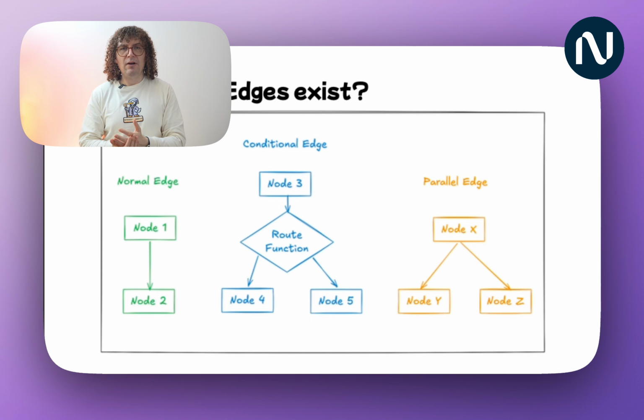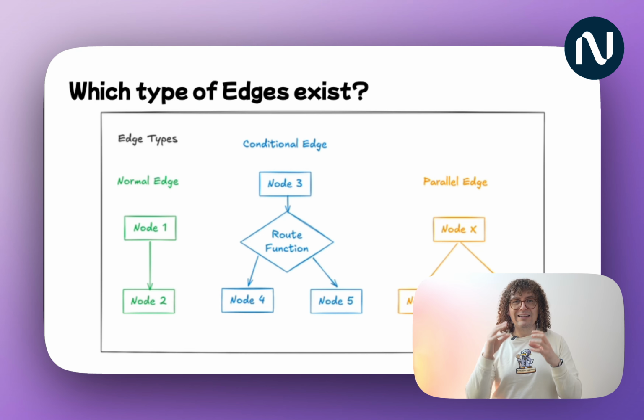We also have conditional edges, where we can define routing functions that set logic if, for example, after node 3, node 4 should be executed, or rather node 5? We can have Boolean logic that decides which one should be chosen.